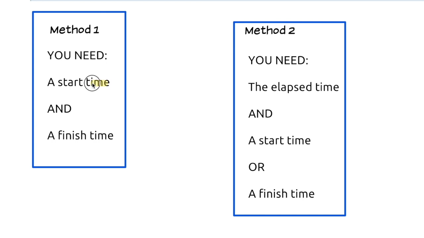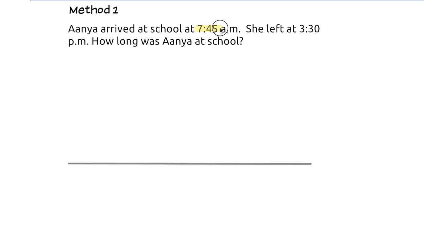Okay, so this first example is for when you have a start time and you have a finish time. Our first step is to highlight the key pieces of information. So the start time is 7:45 a.m. and the finish time is going to be 3:30 p.m. Our next step is to draw this information onto the number line.